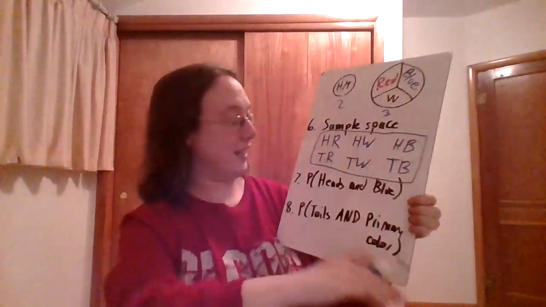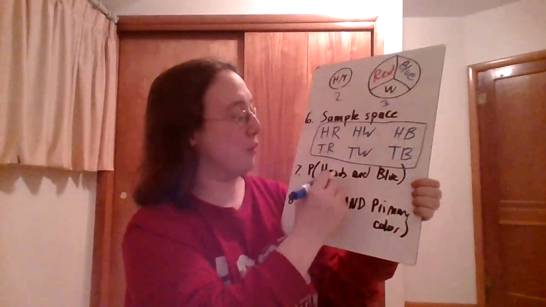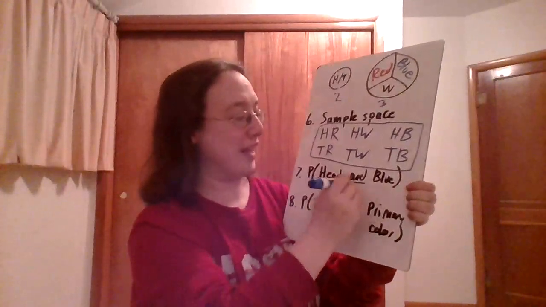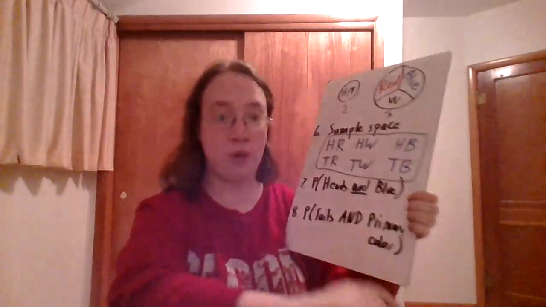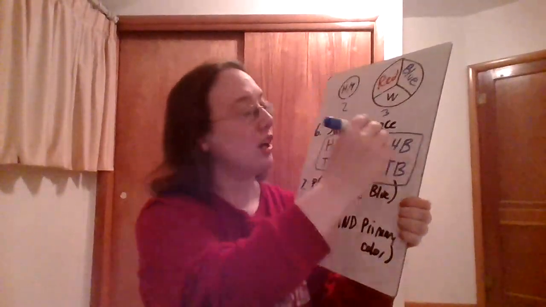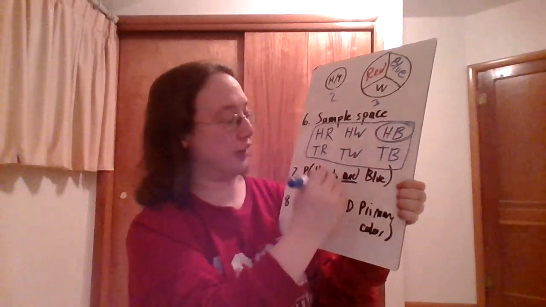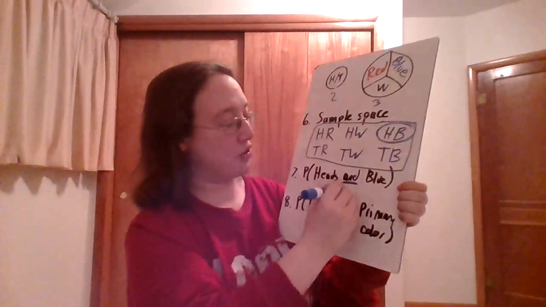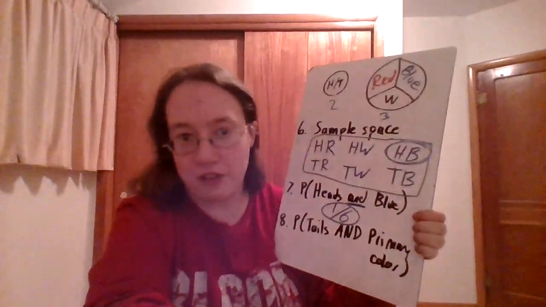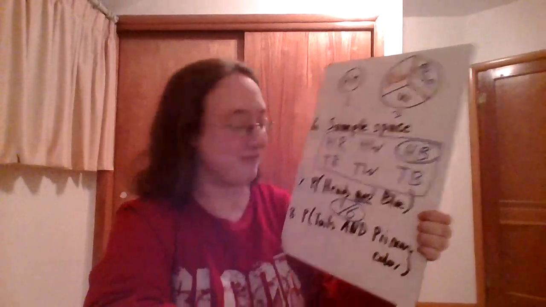Okay. Now, once we've got our sample space, we want the probability that we get heads and blue. And remember, in order for that and thing to be true, we want both of those things to be true. So the only one of those where both of those are true is this one here where we've got heads and blue. So that's 1 out of our 6 things. And again, I would just leave that as a fraction. If you really, really, really want a decimal, go for it.